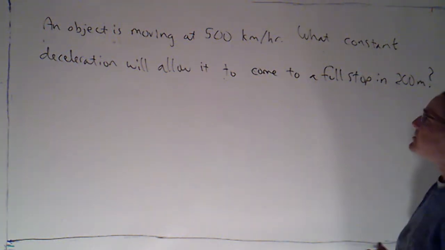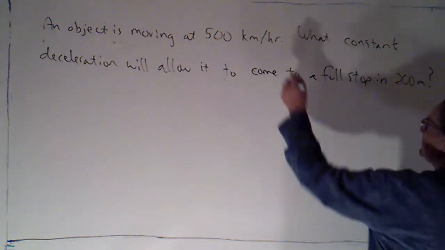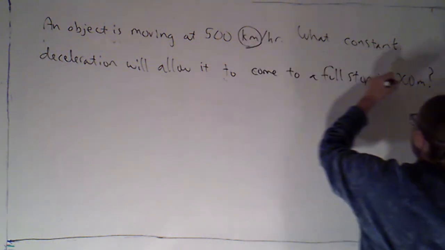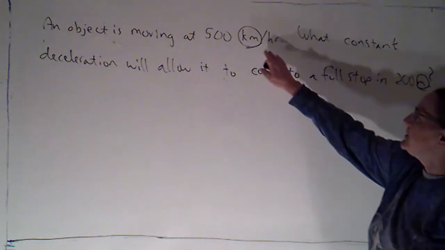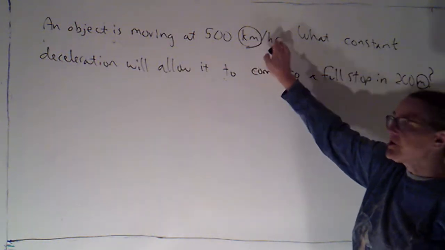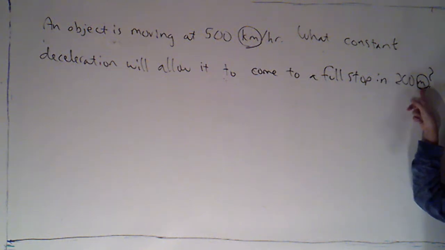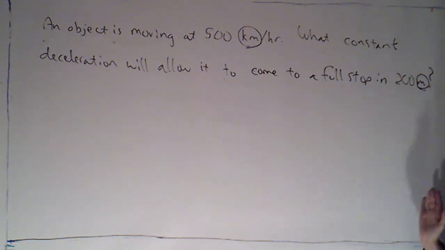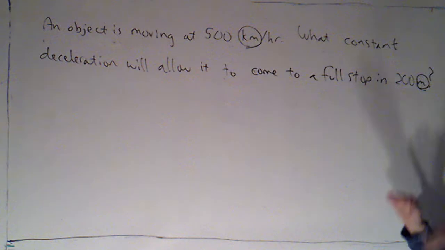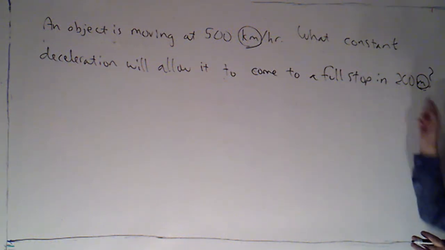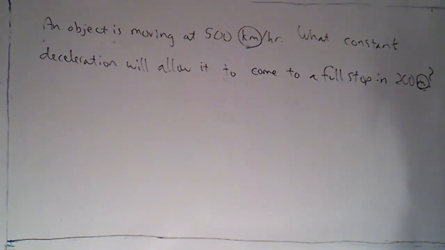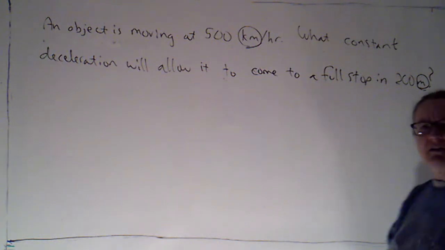Okay. So, first thing I'm going to observe is that these units don't match. I'm measuring velocity here in kilometers per hour, but I'm measuring distance in meters. So I've got to pick one. I've got to be consistent. Either I'm going to be doing velocity in meters per hour, or I'm going to be doing distance in kilometers. I think I'm going to choose to do distance in kilometers.